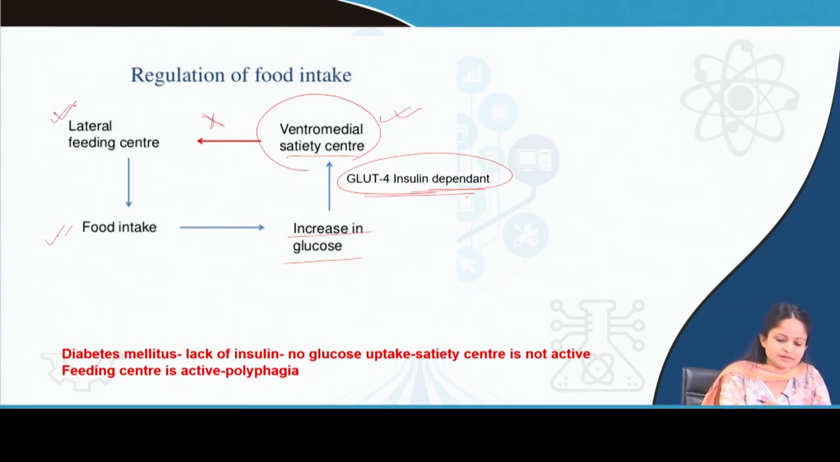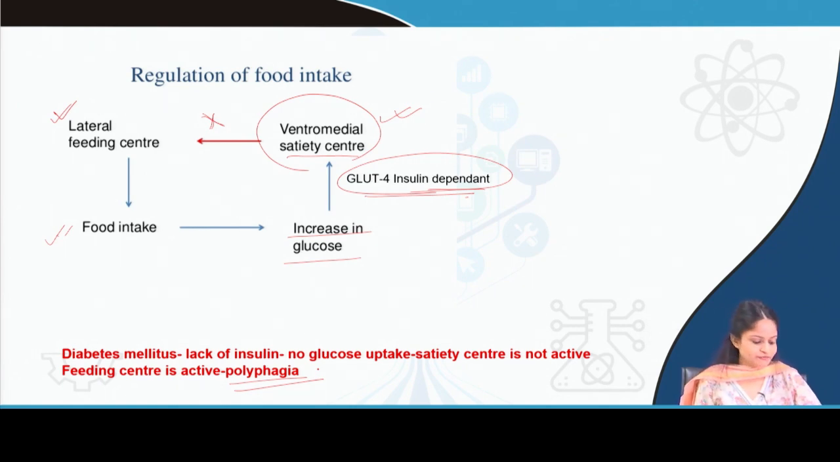So this feeding center will remain active and the person will eat in spite of having a large amount of glucose in the blood plasma. So that's why the feeding center is active. This is the feature which happens in diabetic patients, polyphagia. They keep on eating intermittently, at frequent intervals, and they usually suffer from polyphagia.